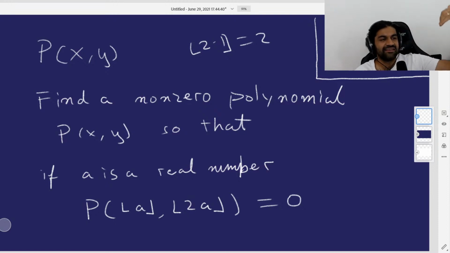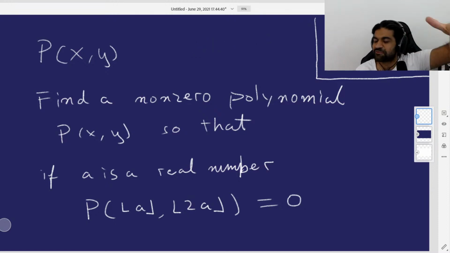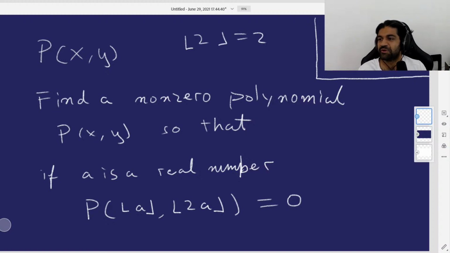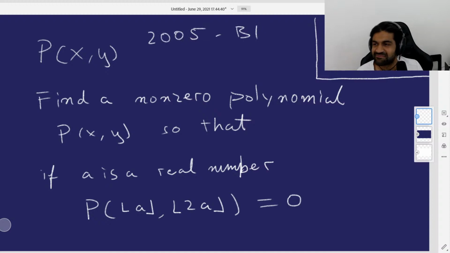So it's the integer just before a real number. And if you plug in an integer, it's just equal to the same thing. So the floor of 2 is just 2. Okay. So you want to find a non-zero polynomial p(x,y) so that if you plug in the floor of a and the floor of twice a, you always get 0. And just so you can look it up on your own, this is problem B1 on the 2005 exam. Okay.